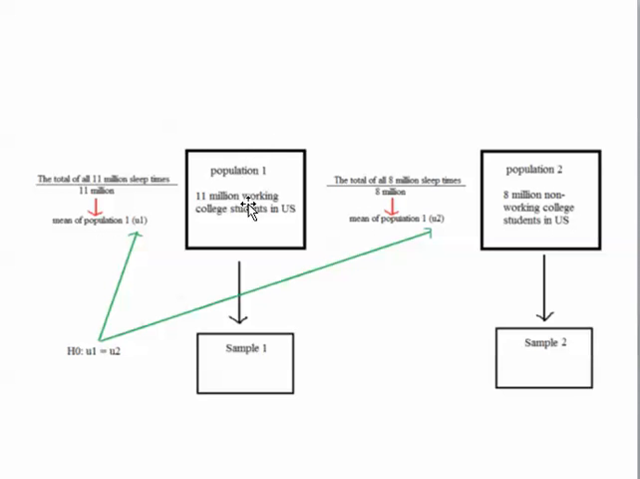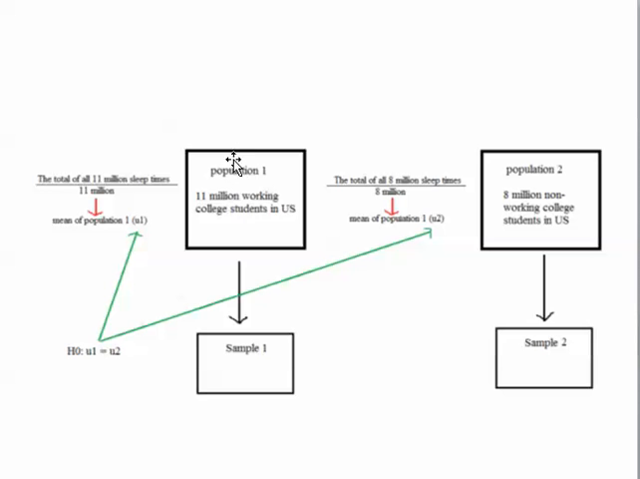Let's pretend that population 1 has exactly 11 million people and that population 2 has exactly 8 million people. The mean of population 1 would be the total of all 11 million sleep times divided by 11 million. Remember that we're interested in hours of sleep in this study. So the mean of population 1 would be the mean hours slept per night by population 1.